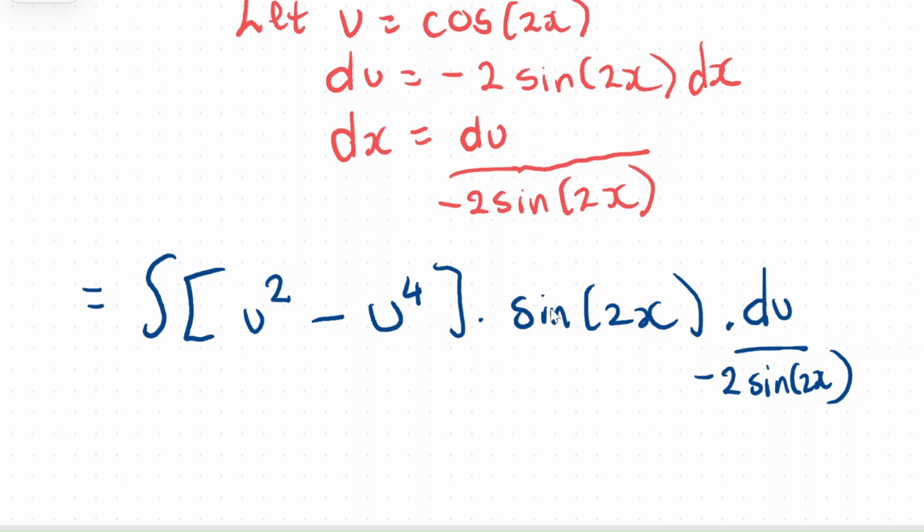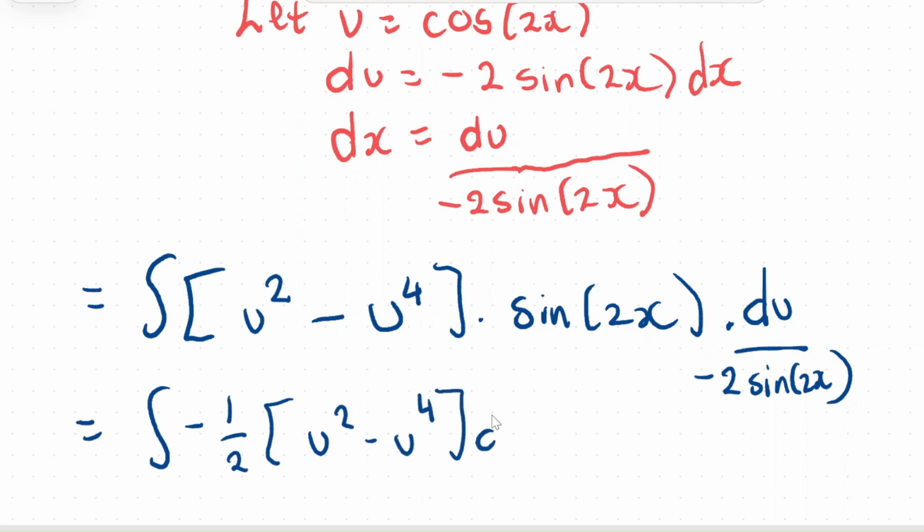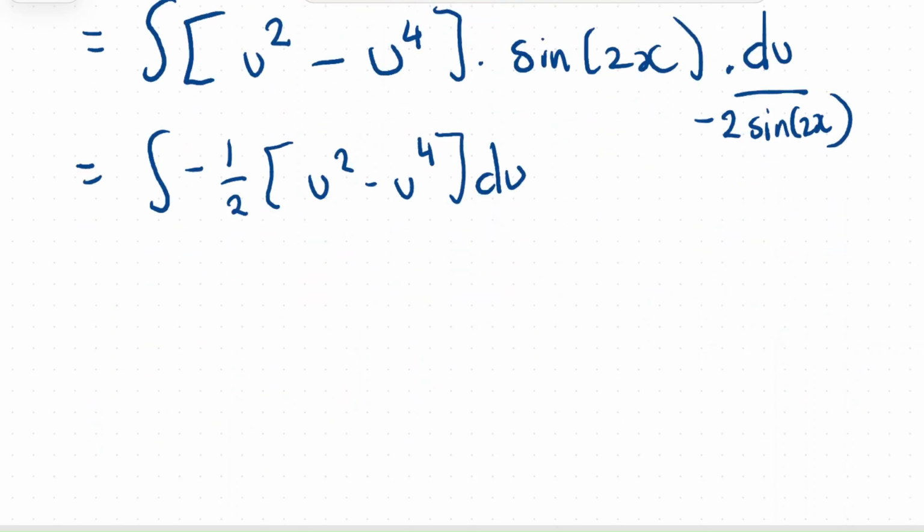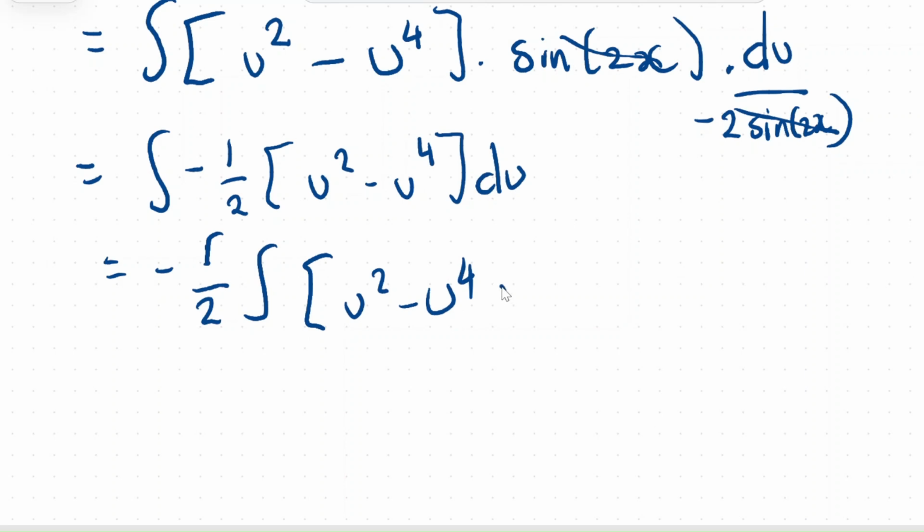And what do we notice? The sines cancel each other out, and so that's going to give us minus half, which we can rewrite as minus half u squared minus u to the power of 4 du. And what we notice about a scalar is that we can remove it to get minus a half of the integral of u squared minus u to the power of 4 du.